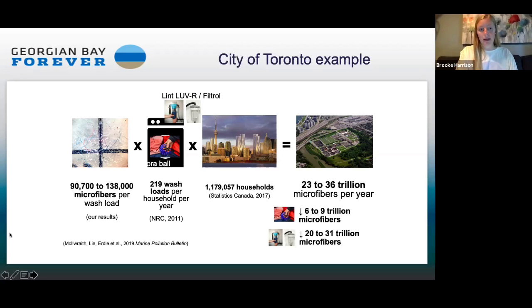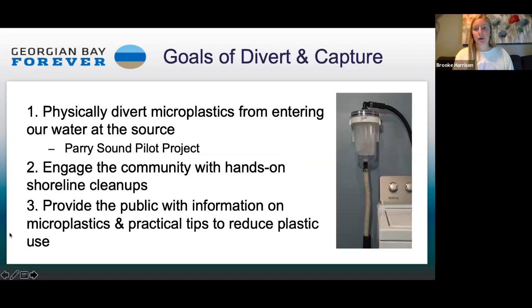Now that we know what microfibers are and how they impact us, we will look at the solution. This is where Divert and Capture came in. There are 3 main goals of Divert and Capture. The first is to physically divert microplastics from entering our water at the source. This is the Parry Sound pilot project. The second is to engage the community with hands-on shoreline cleanups. And the third is to provide the public with information on microplastics and practical tips to reduce plastic use.